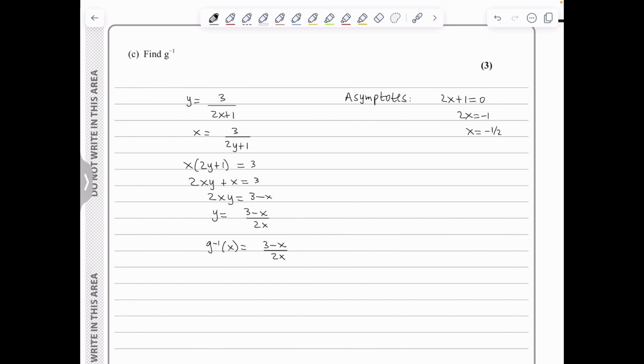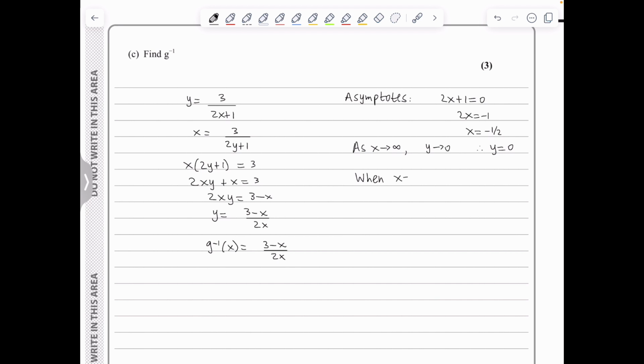For the horizontal asymptote, I consider the behavior of y as x tends to infinity. So as x grows larger and larger, the denominator goes to infinity, and 3 over infinity is 0. So as x goes to infinity, y goes to 0, and therefore y is equal to 0 is the horizontal asymptote.